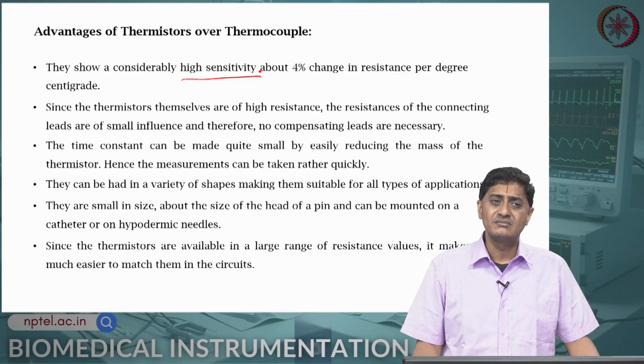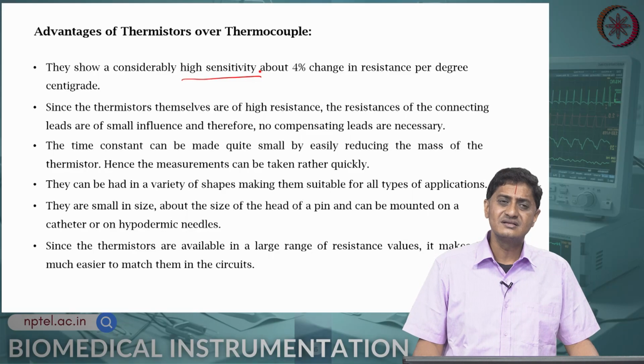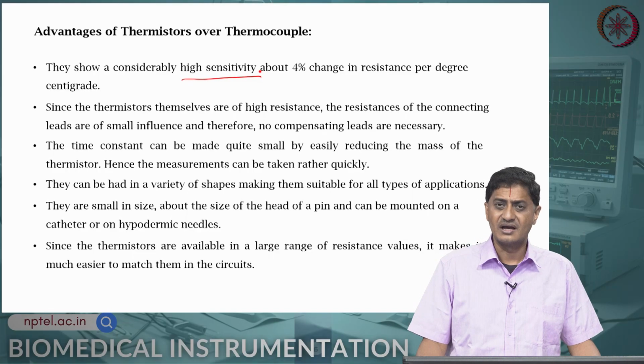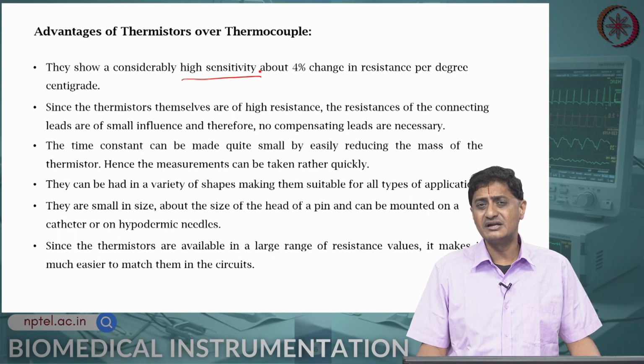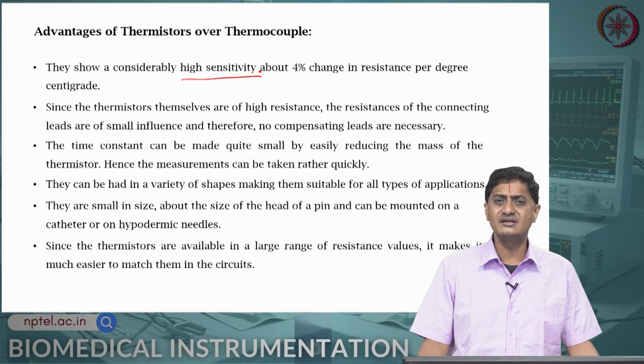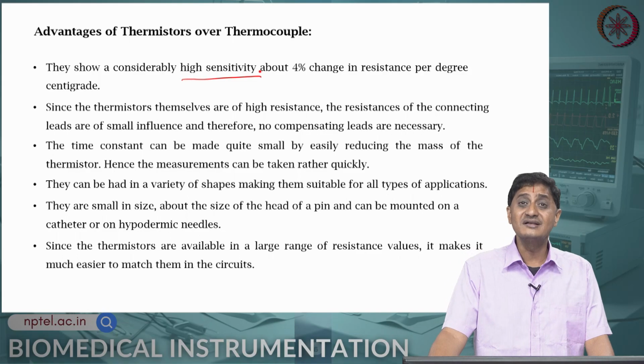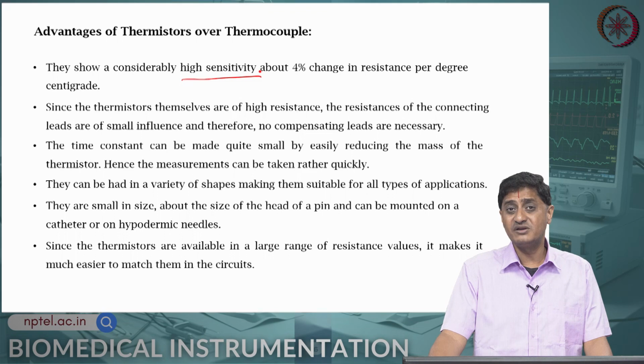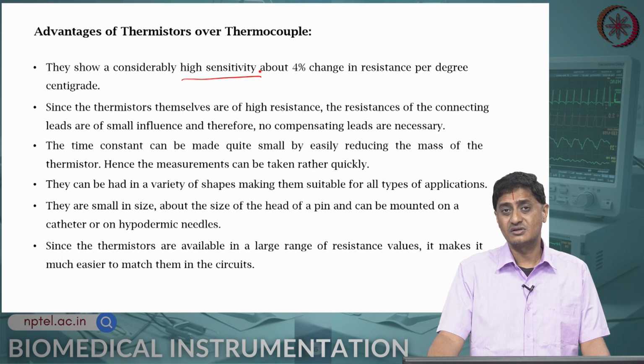Another concern is that the time constant can be relatively high in thermistors. It can be reduced by reducing the mass of the thermistor. If you reduce the mass of the thermistor, then the speed with which you can make measurements is relatively high.